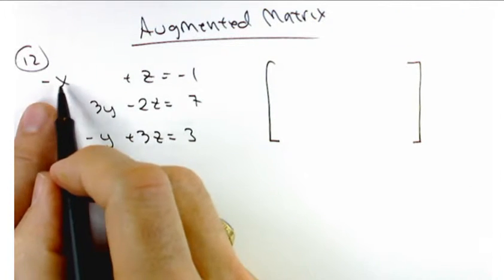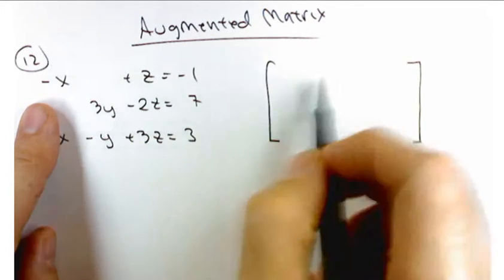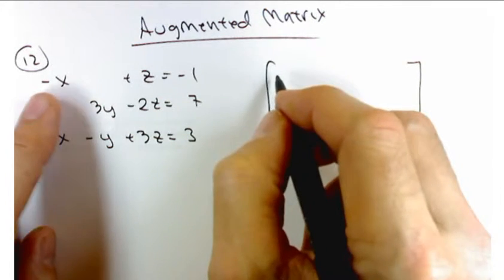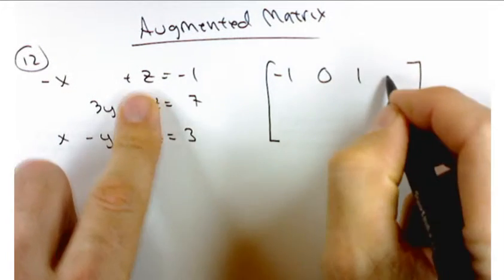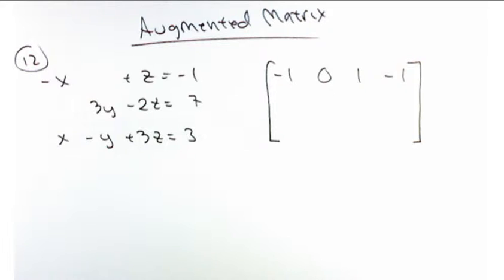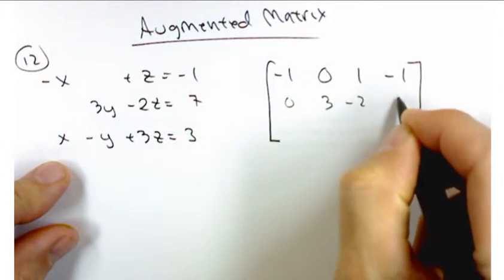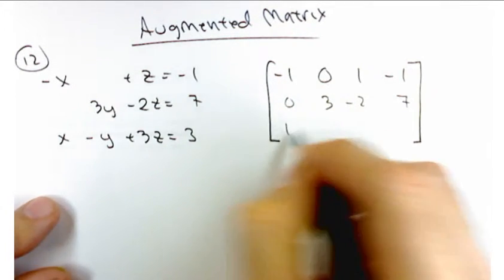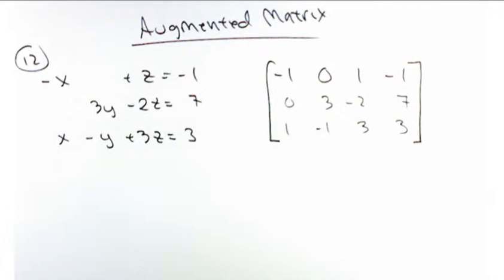Now let's list the coefficients of the first equation. Kenny, what are the coefficients here, please? Negative 1, 0, and then negative 1 on the right-hand side. Cool. And we're going to do the same thing with the next one. So 0, 3, negative 2, and 7. And the last one as such. And there's your augmented matrix.